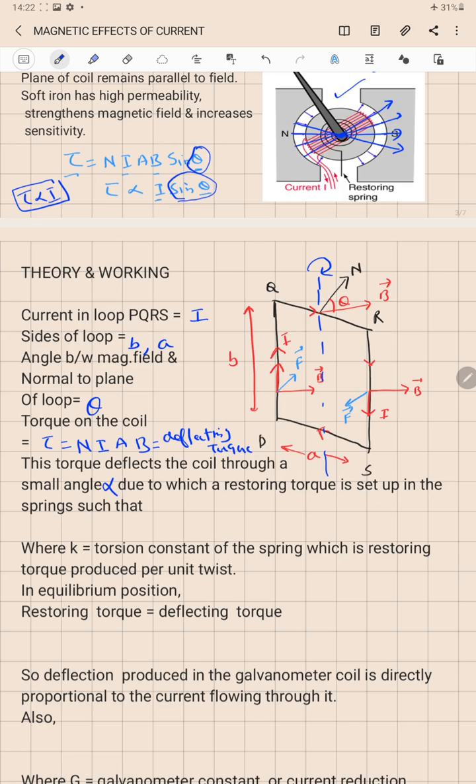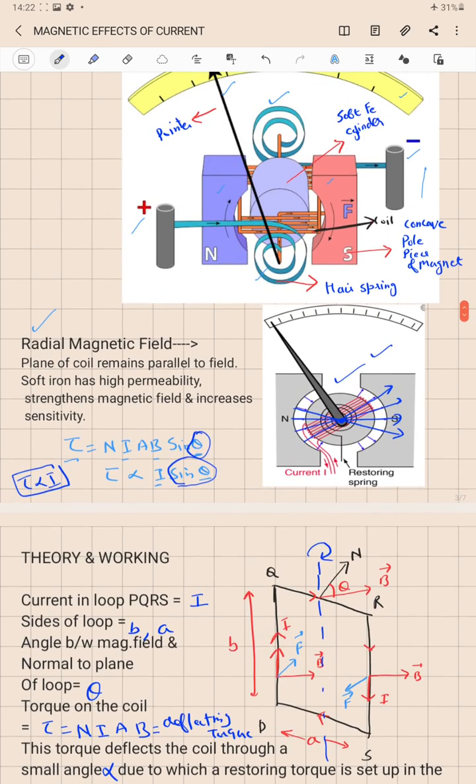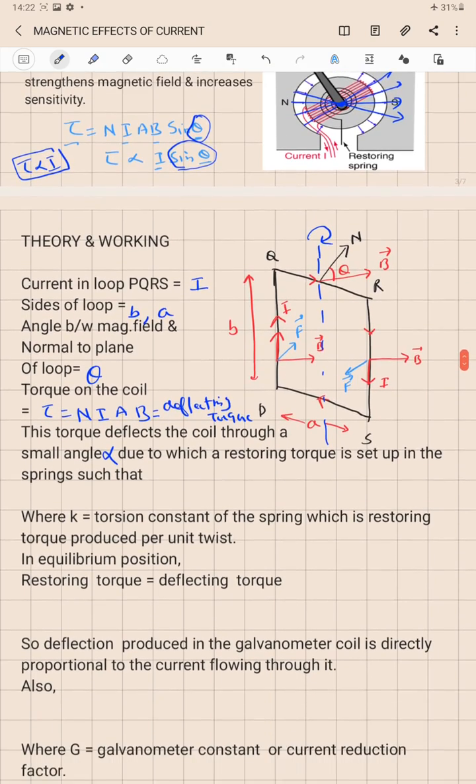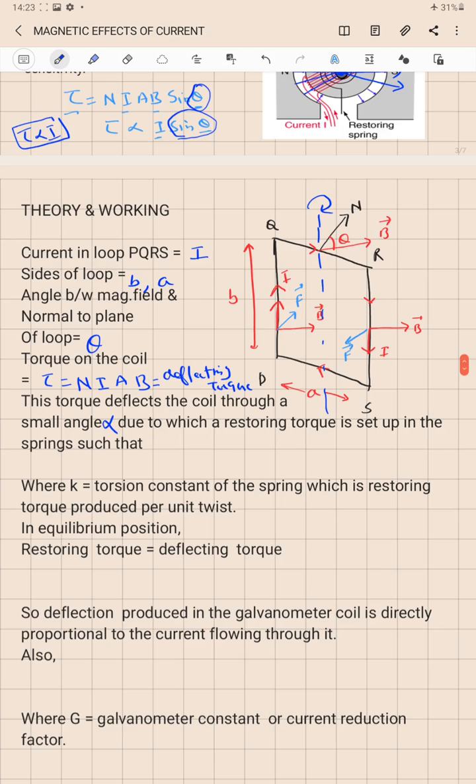Now as this coil rotates, the hair springs connected with the coil also rotate along with it, due to which their stretching takes place, and due to the elasticity of the material of the hair spring, a restoring torque is developed in these hair springs. That restoring torque will be directly proportional to the angle by which the coil is turning. So the restoring torque tau r will be directly proportional to alpha.